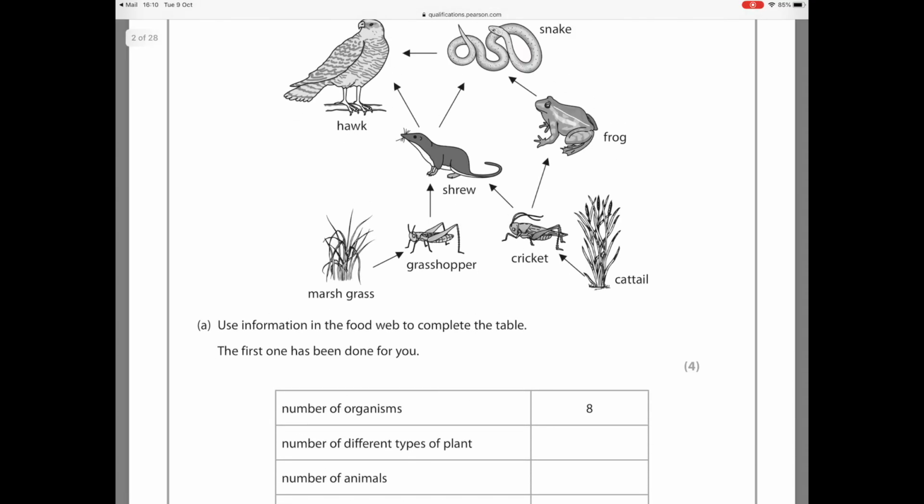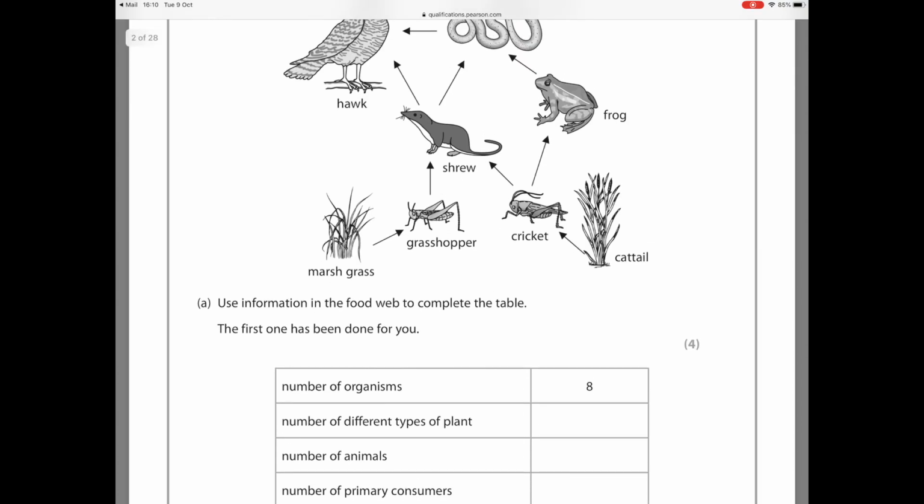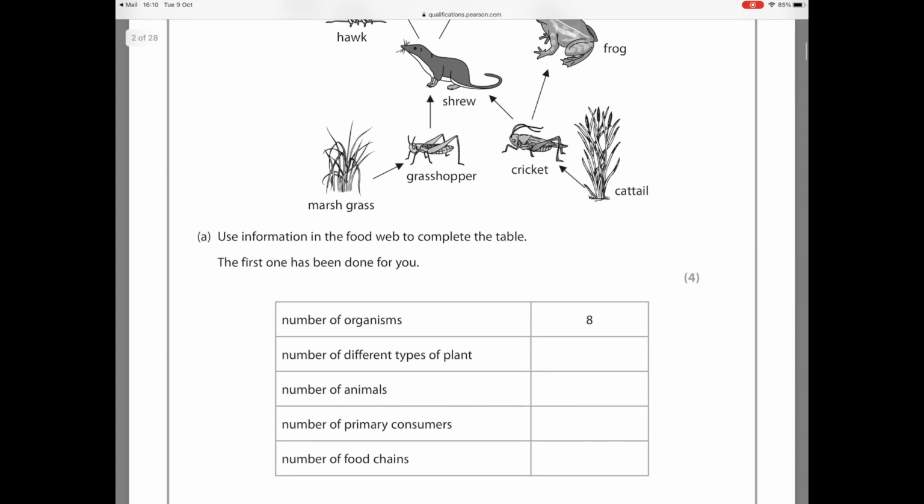The number of animals, so these are the animals which form anything from the primary, secondary, tertiary consumer level. So the animals therefore are grasshopper, cricket, shrew, frog, snake and hawk. And if you count those up, you'll get 6. Number of primary consumers, so remember they appear straight after the producers. So we've got an arrow leading to the cricket and the grasshopper, which is why the answer here is 2.